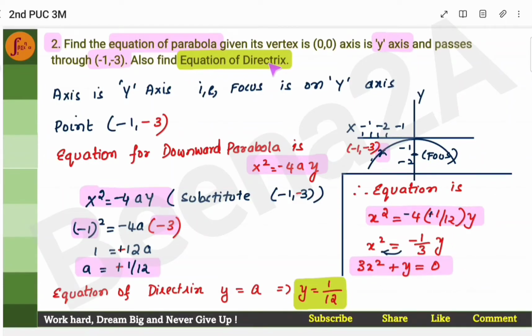Now I have to find the equation of the directrix. What will be the equation of the directrix? Exactly opposite of this point is the directrix. This is the directrix, right? So what will it be? It's along the y-axis, that we know. Y is equal to a, right? Why? Because here a is positive on this side of the axis. So it will be y is equal to a. A is 1 by 12. So y is equal to 1 by 12.